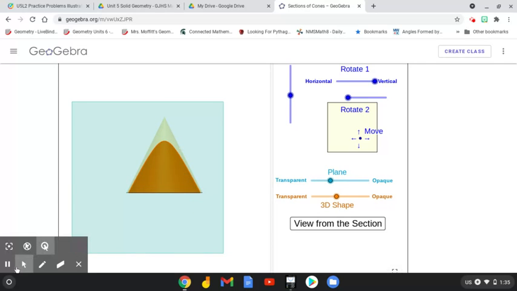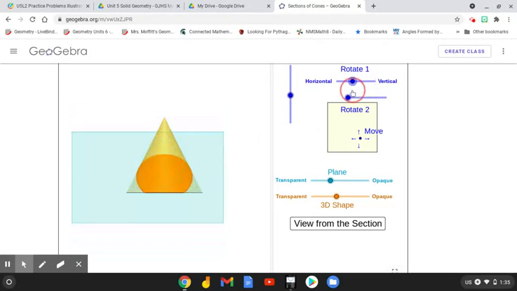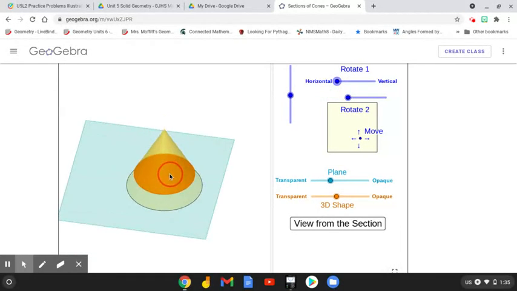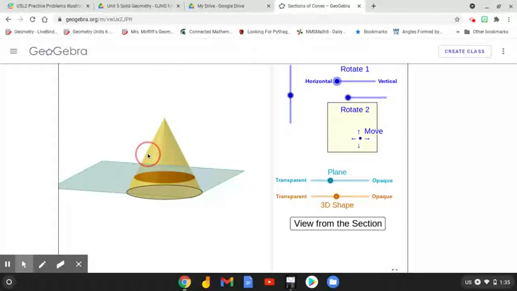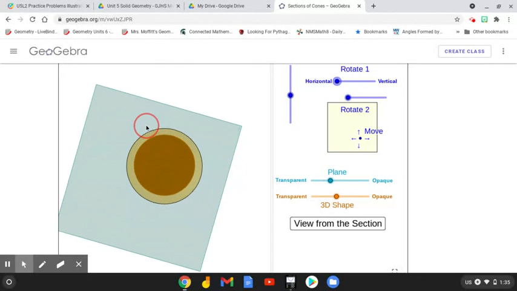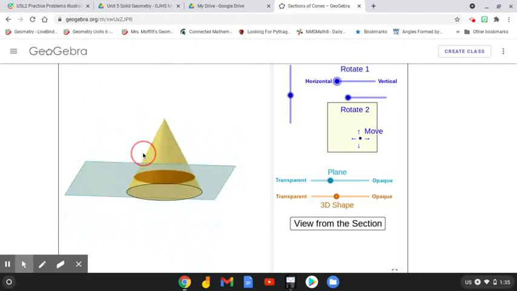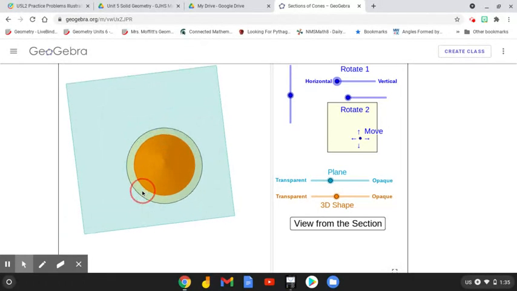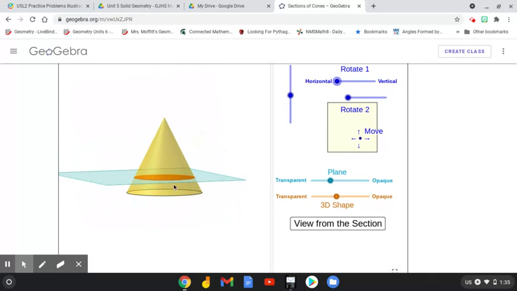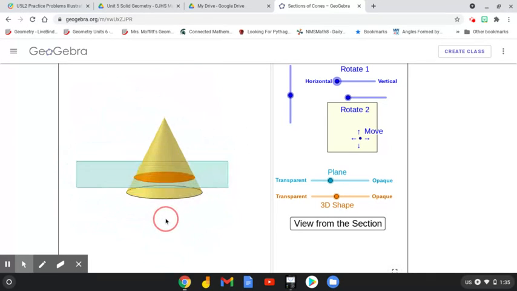Okay. On number 3, it asked us about a horizontal cross section. So sometimes you hear that called parallel to the base. All right, so if I change it to a horizontal cross section, see it's parallel to the base. Well, the base was a circle, and so it makes sense that a horizontal cross section is also going to be a circle. Now, notice it's a smaller circle than the original base was.